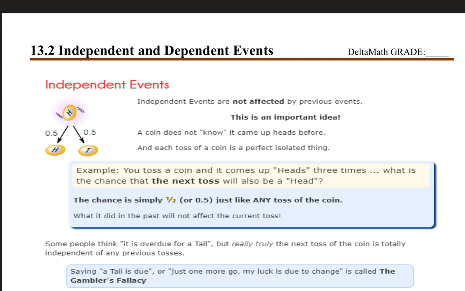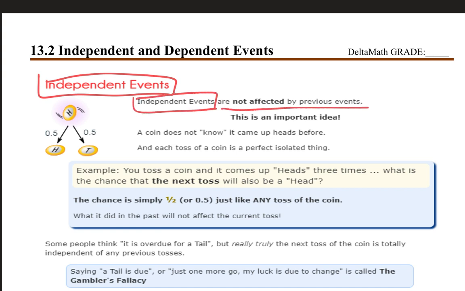Independent events are not affected by previous events. This is a very important idea. So imagine you have a coin, and if we flip it, it could come up heads or it could come up tails. Each has a 50-50 chance, 0.5 and 0.5. The coin does not know if it came up heads or tails before. Each toss of the coin is a perfectly isolated event, so it has nothing to do with the next time that you flip a coin.